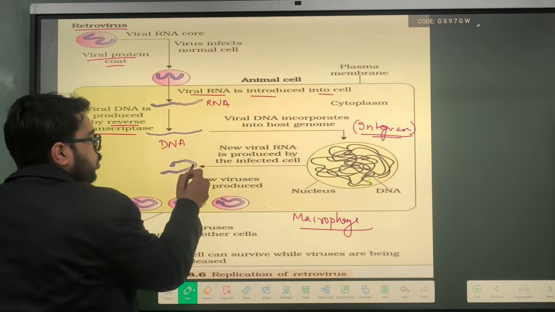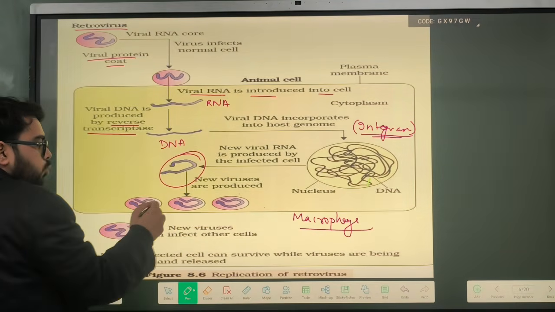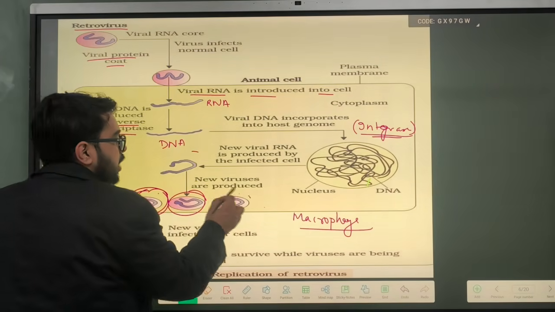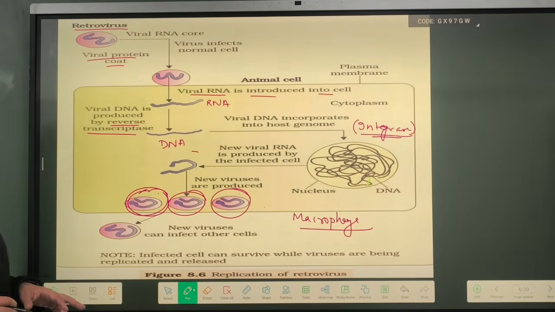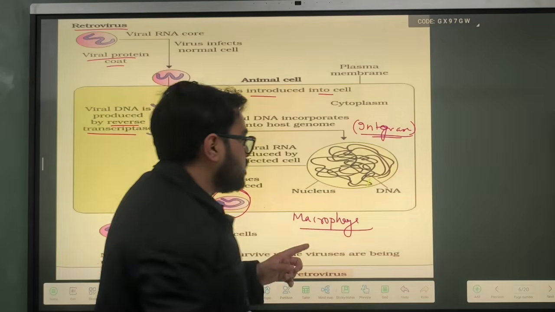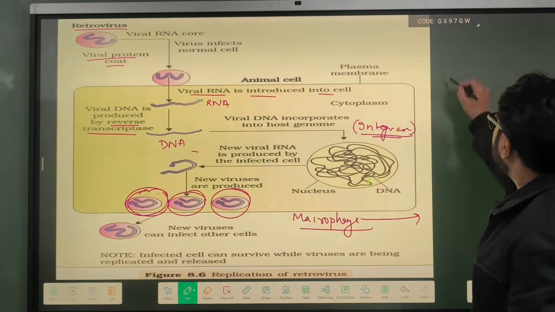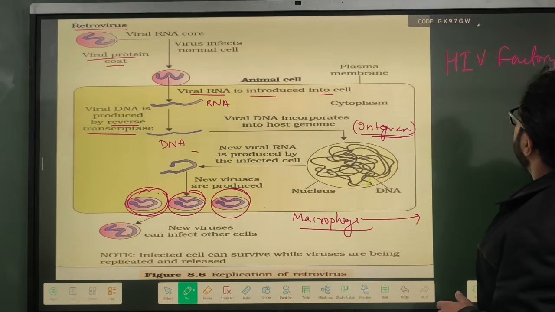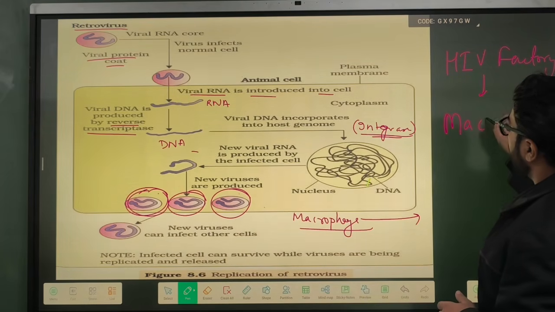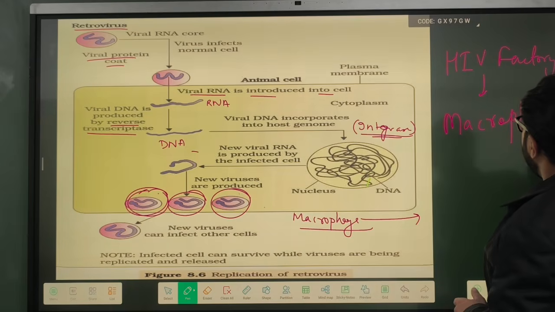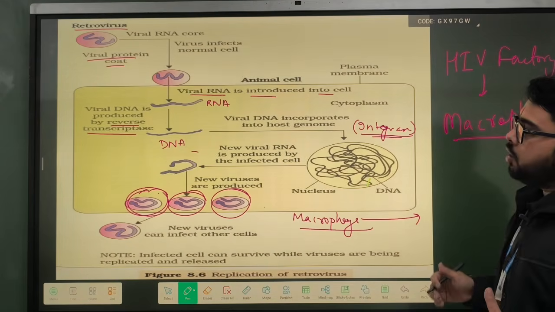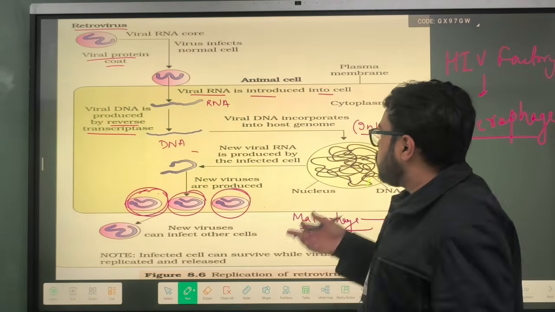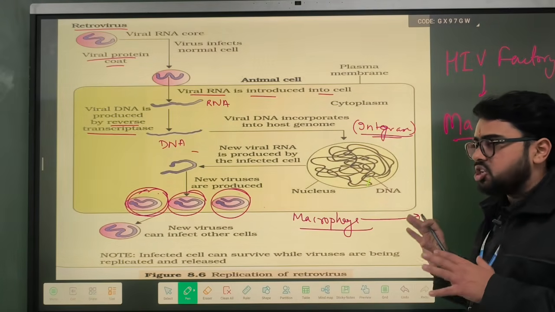So this HIV protein will be produced, and the entire HIV virus will be manufactured inside the macrophage. And that is the reason NCERT says that the HIV factory is the macrophage. This is a very important question. Name the cell or cell organelle which can be considered to be the HIV factory. So macrophage is considered here as the HIV factory.